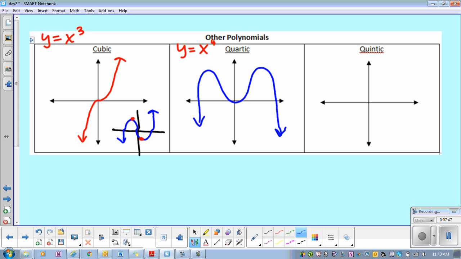And then what's a quintic function? 5. Y equals x to the 5th. So that tells me the maximum number of terms for that one is 4. The double W. 1, 2, 3, 4 terms.